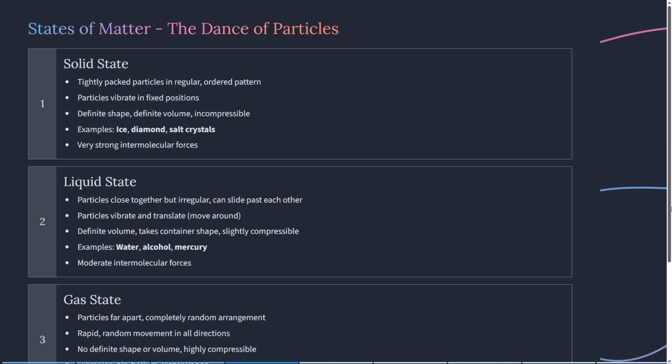In liquid, our particle dancers loosen up a bit. They are still close together, but now they can slide past each other, like people moving through a crowded room. This is why liquids have definite volume but take the shape of their container.